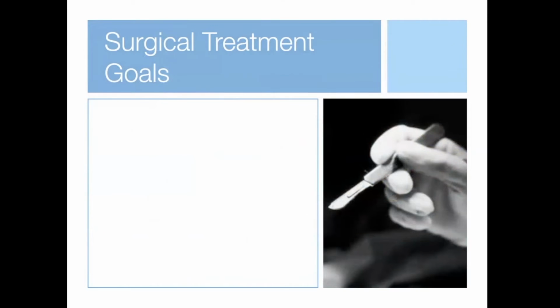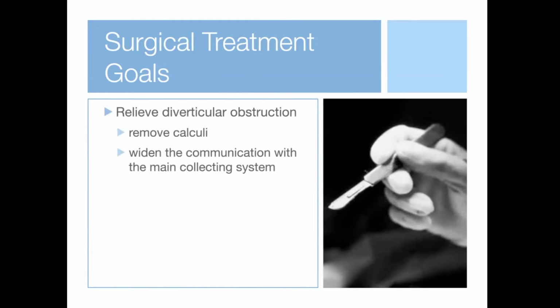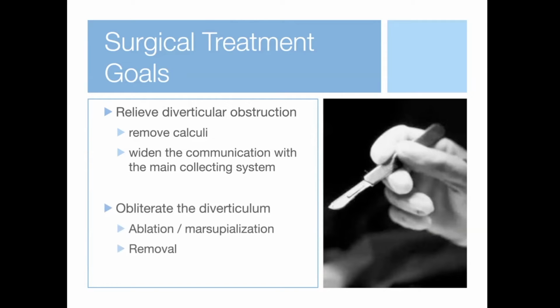Let's think about our surgical treatment goals. Obviously, we want to relieve diverticular obstruction, and to do so, we need to remove calculi and widen the communication with the main renal collecting system. We would ideally like to obliterate the diverticulum so that new stones wouldn't form and new obstruction wouldn't occur. And to do that, we would have to either ablate the diverticulum or remove it. So these are two separate surgical treatment goals.